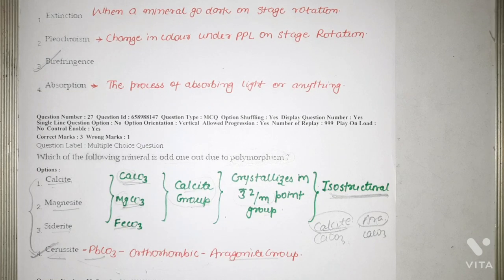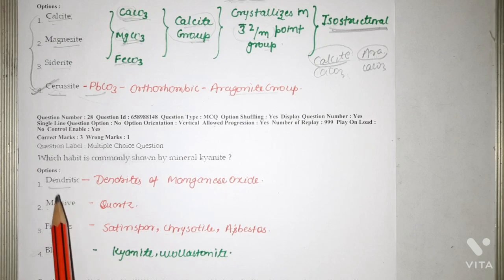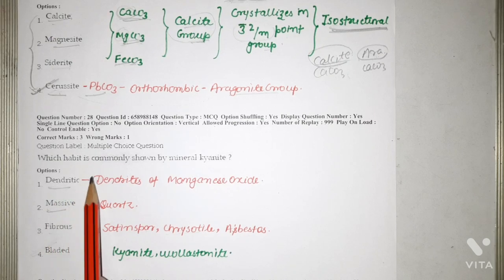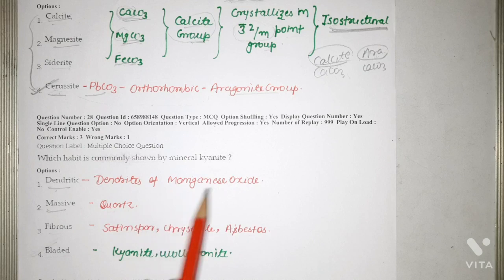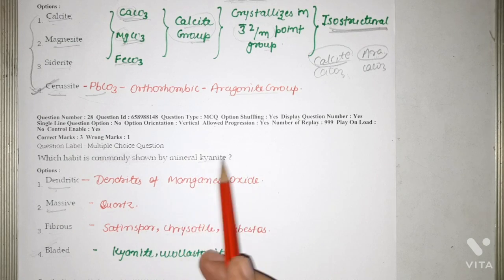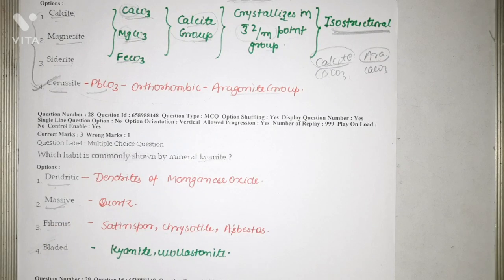Now coming to the next question, which habit is commonly shown by the mineral kyanite? To answer this question, we should know the examples of these habits: dendritic habit, massive habit, fibrous habit and bladed habit, and which minerals show them. So dendritic habit is shown by dendrites of manganese oxide, and clearly kyanite is not a manganese oxide. Massive habit is shown by quartz, and massive habit means a solid mass with no distinguishing features, like quartz.